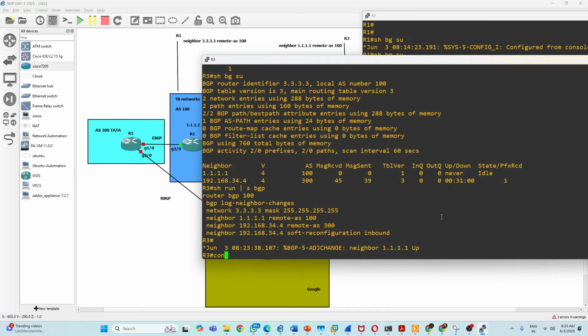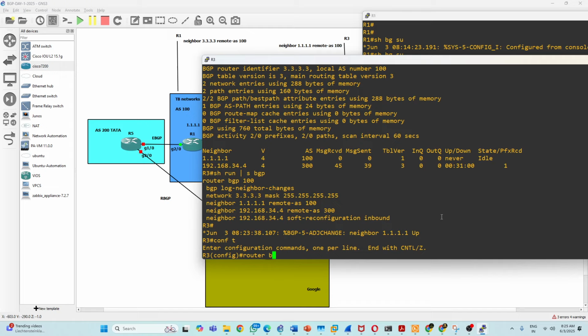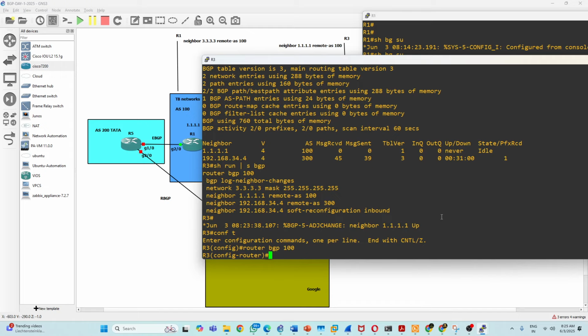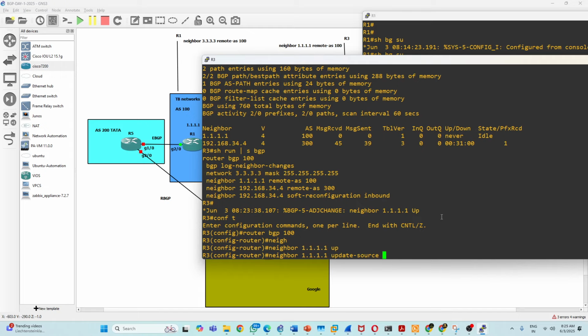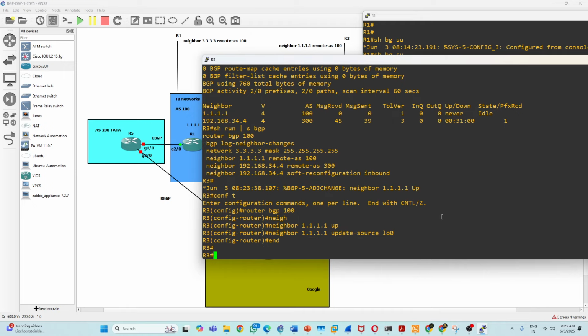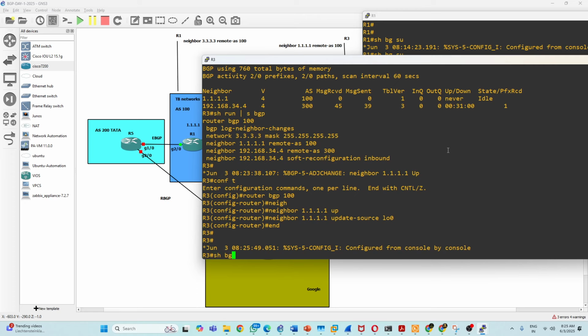Okay, config terminal, router bgp 100, neighbor 1.1.1.1, and update source loopback 0. That's it. So now BGP is established. See, show bgp summary.